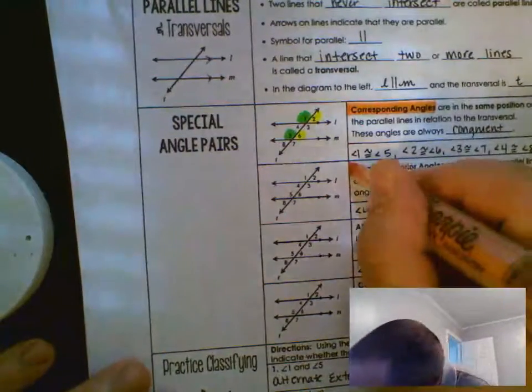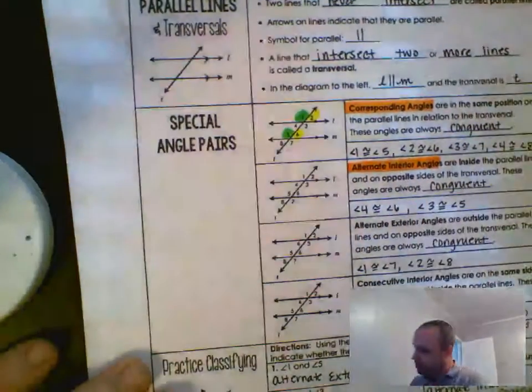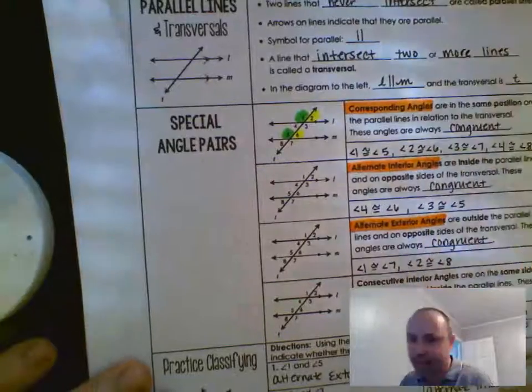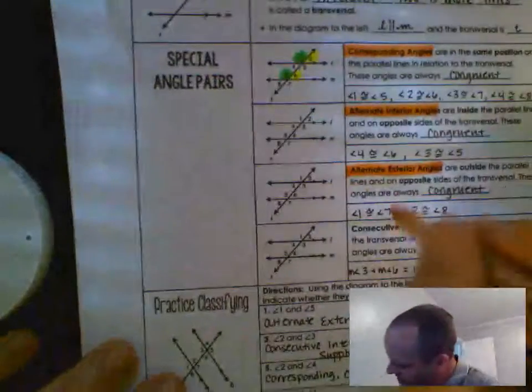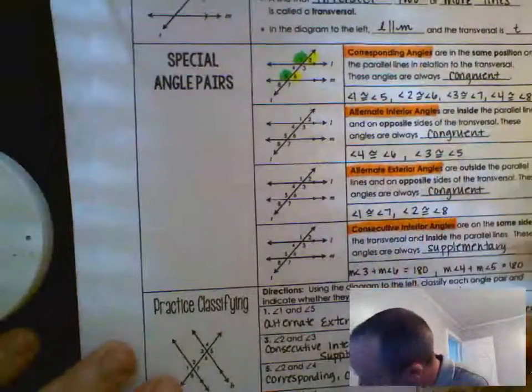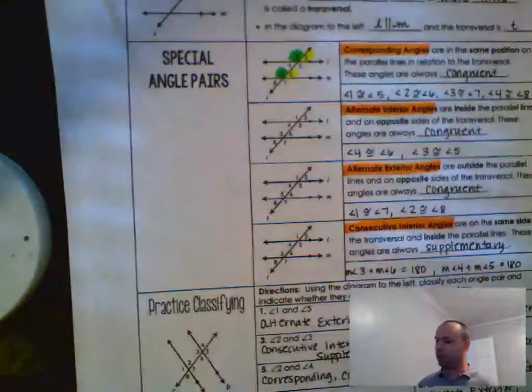Okay, so we've got corresponding angles. We've got alternate interior angles. We've got alternate exterior angles. And then we also have consecutive interior angles. Okay, so we'll talk about what all four of these mean.